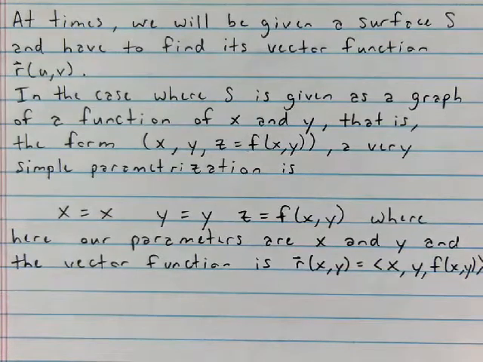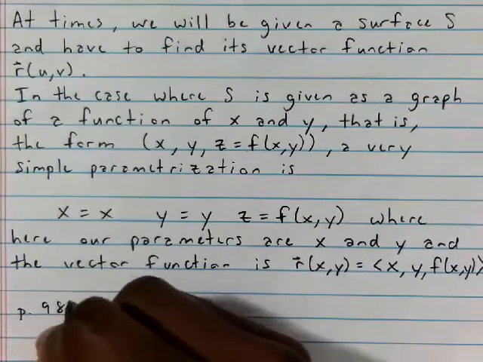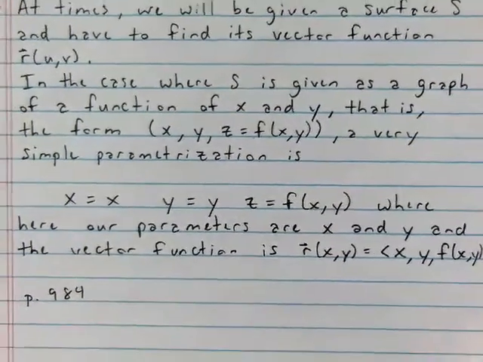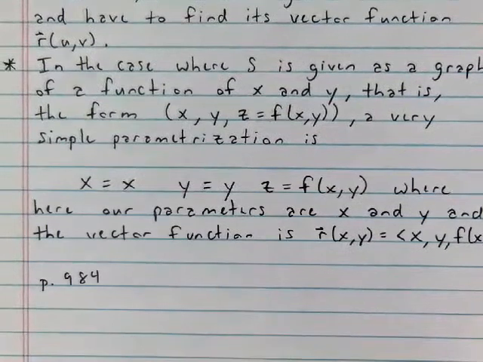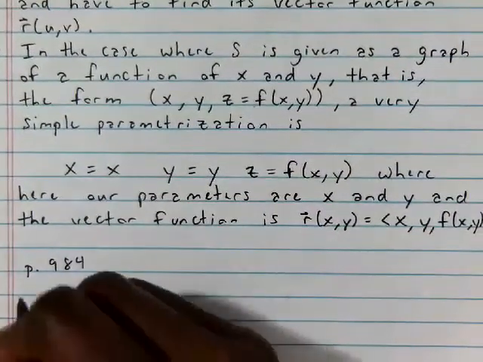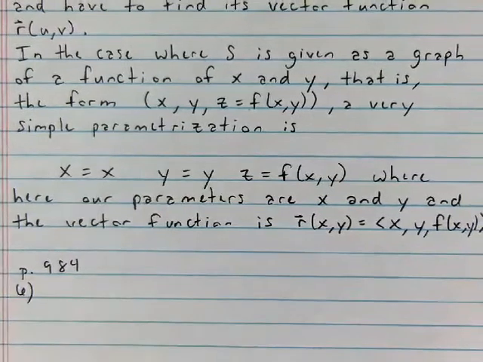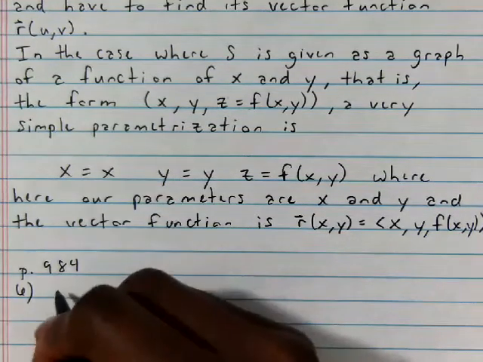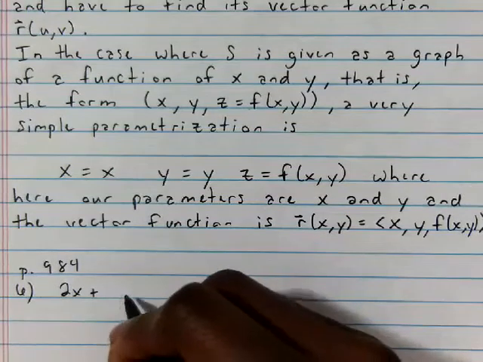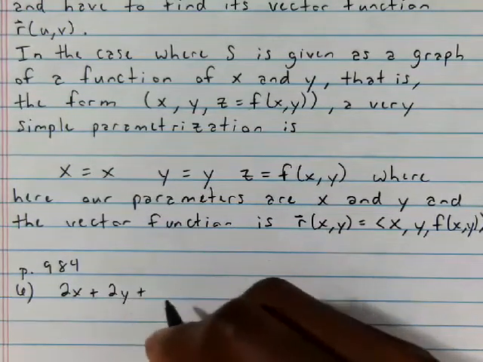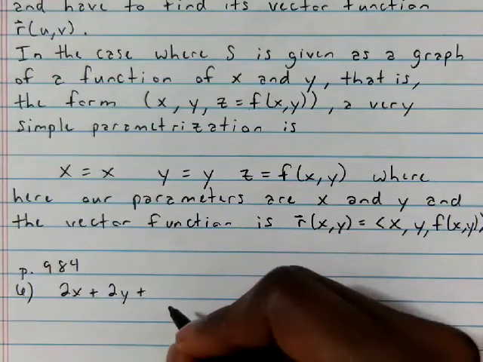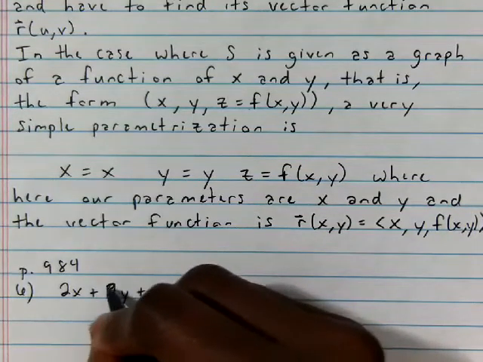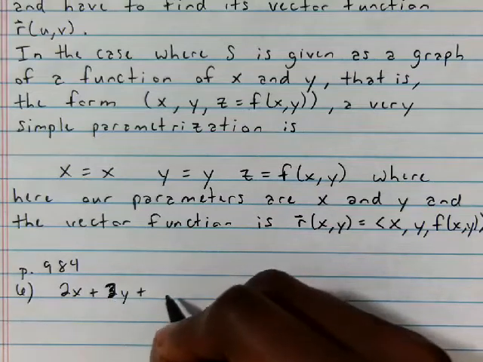We'll do number 6 on page 984. It says in exercises 5 through 10, find a parameterization of the surface sigma. Sigma is the plane 2x plus 3y plus 2z equals 5.